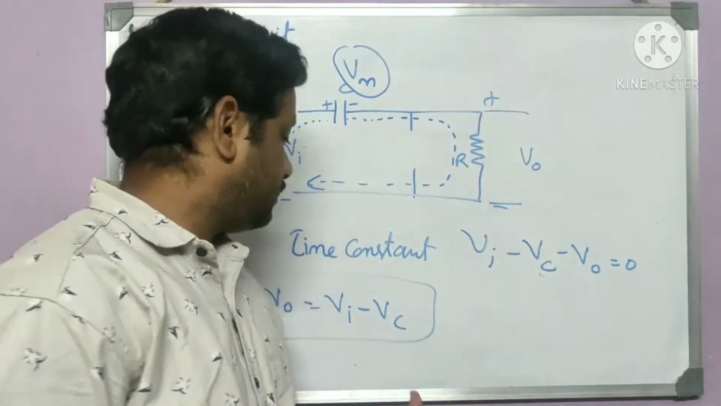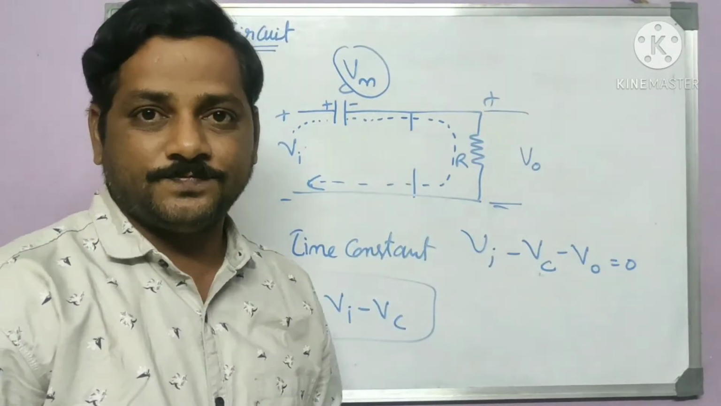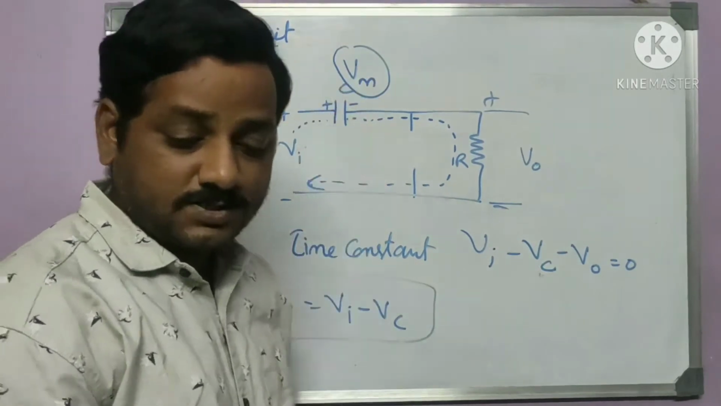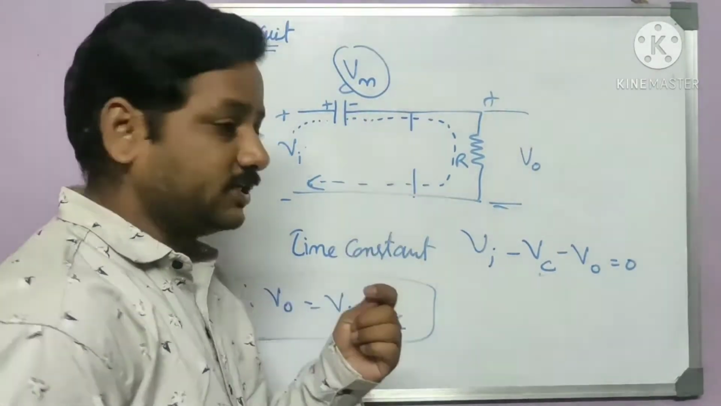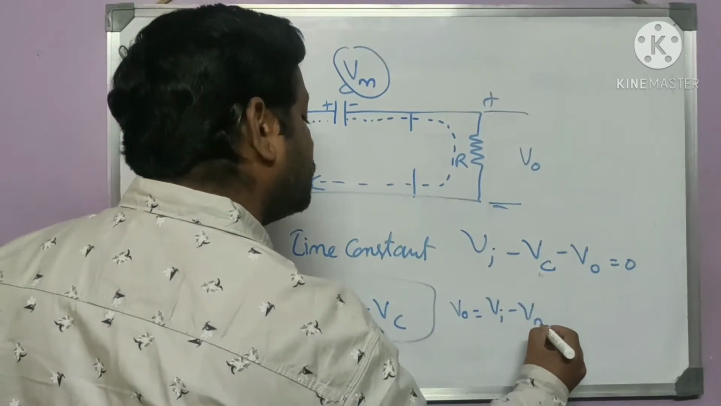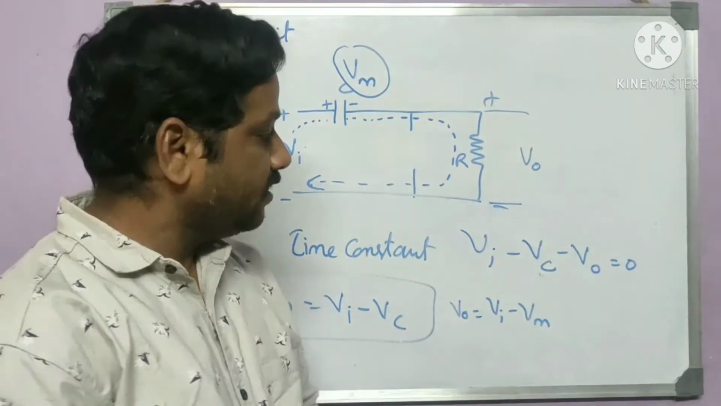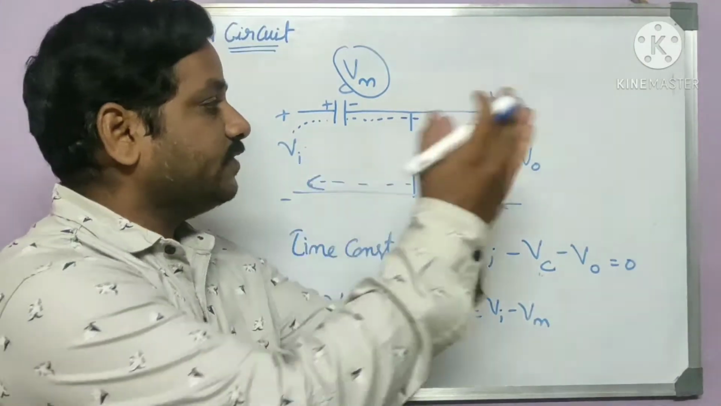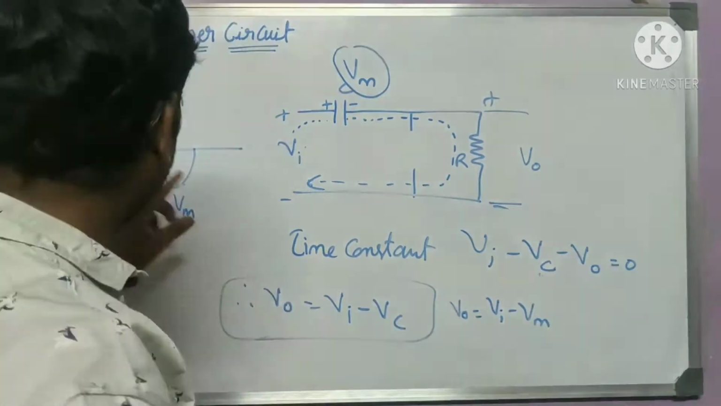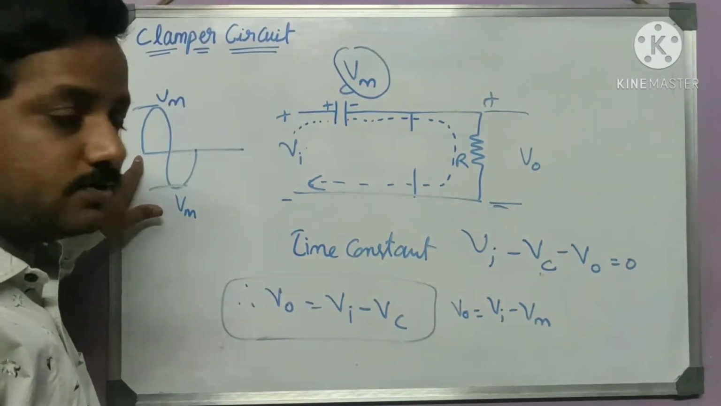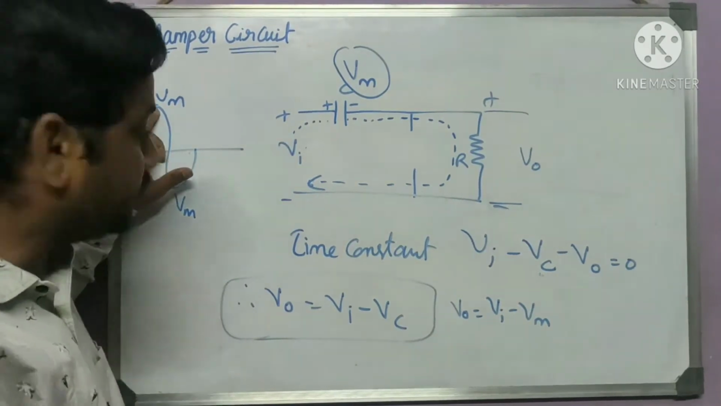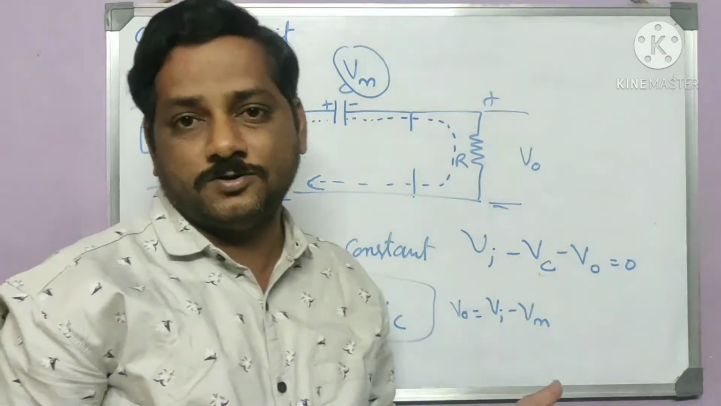This holds good for the negative clamper circuit. So here what is Vc? Vc is nothing but the maximum value to which the capacitor is charged. So I can write that V out is equal to V in minus Vm. Now to understand what will be the output, we shall apply some different input conditions. If the input voltage is 0, what would be the output? If input is Vm, what would be the output? If input is minus Vm, what would be the output?